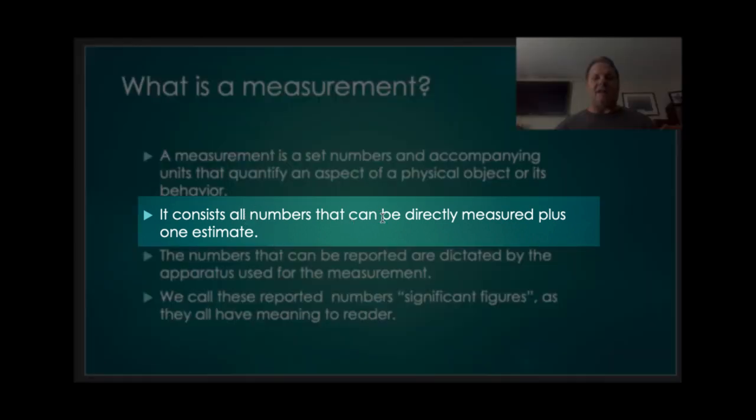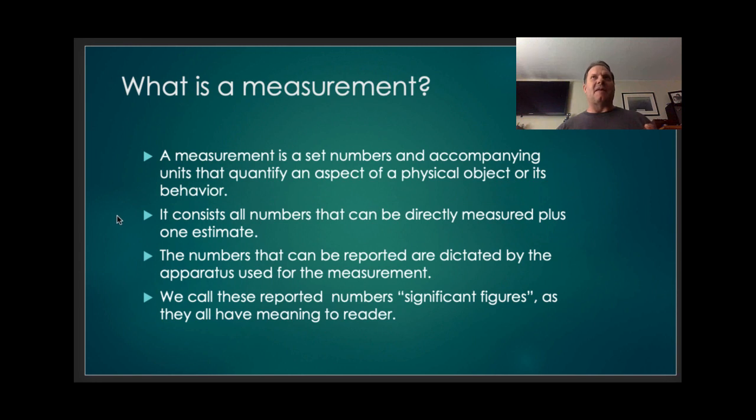It consists of all numbers that can be directly measured plus an estimate. So if I tell you I weigh 232 pounds, that doesn't necessarily mean I'm exactly 232. I could be 231.9, but my scale has maybe rounded that last digit up. So the last digit is always an estimate. We will talk more about that in a minute.